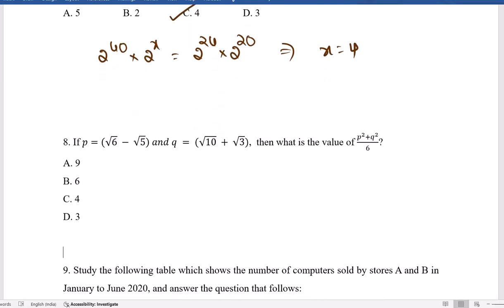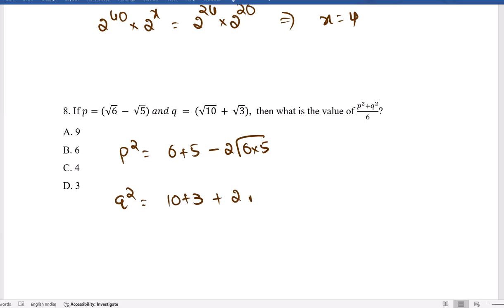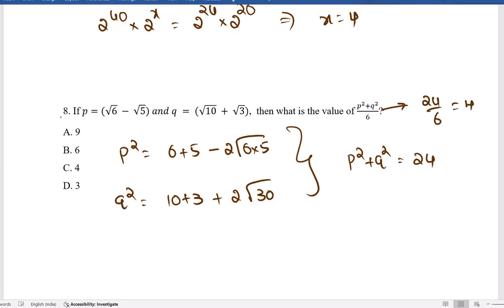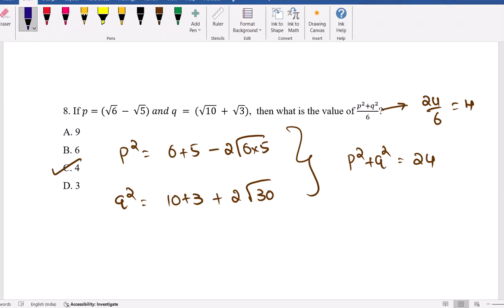Next question also simplification, certain it is related. P is given. P square is nothing but a square plus b square. This is a minus b, no? So root 6 into 5, which is 2 root 30. Q square 10 plus 3 plus 2 root 30. Now adding these two, the 2 root 30 will get cancelled. We'll get 24. So 24 divided by 6 is nothing but equal to 4. Option C.